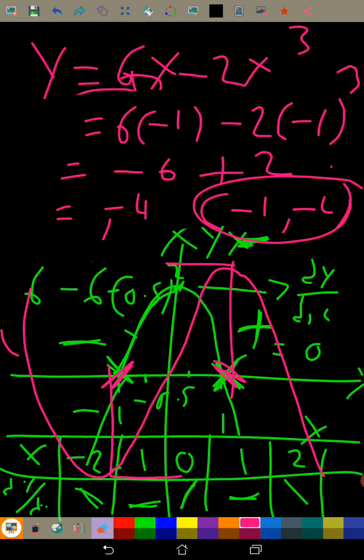That's one coordinate here, -1, -4. And if we want to find this coordinate for this point here, here we have a minima, here we have a maxima. So we just replace 1 in this, and probably we'll have 4 here.